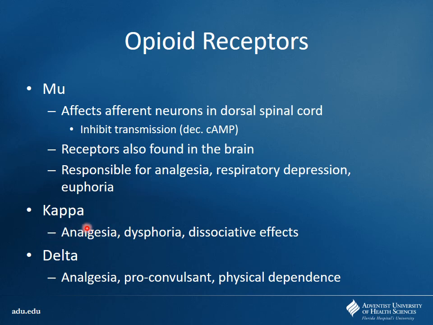Again, kappa and delta are there as well. I'm not going to really cover these too much, but just know that they can have some different activities. Some actually cause dysphoria. Some are good for neuropathic issues, but we're just going to focus on the mu.